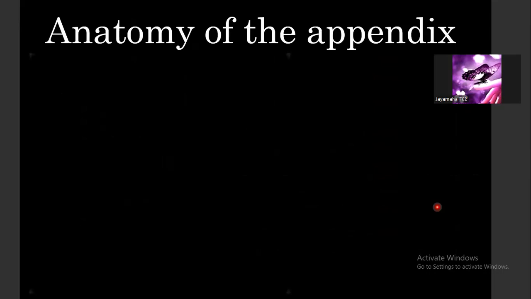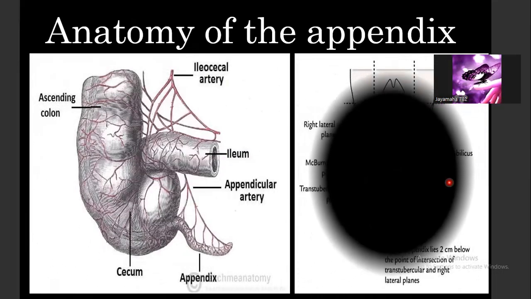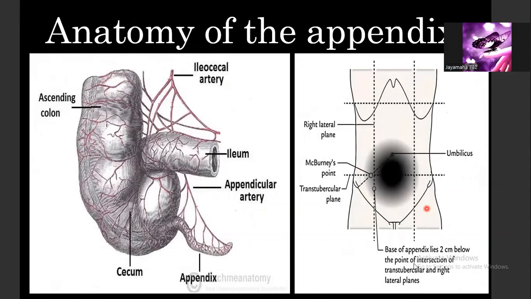So let's see what's the anatomy of the appendix. The appendix is a small tube-like structure attached to the cecum, which is the first part of the large intestine. So, the appendix is located in the right lower quadrant of the abdomen.